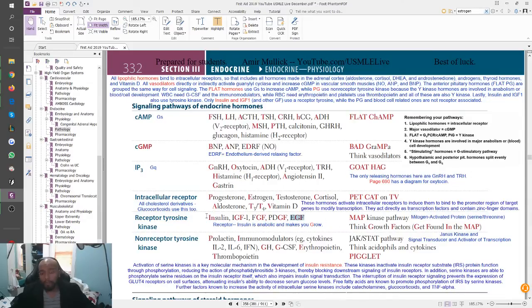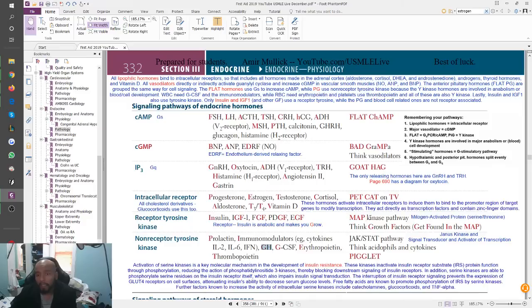And what are you going to give this girl for her treatment? You're going to give her growth hormone. So make sure that you keep in mind not to confuse these. Okay, the MAP kinase thing is for growing factories. I always think of growing factories. You need a MAP to get around your big factory.